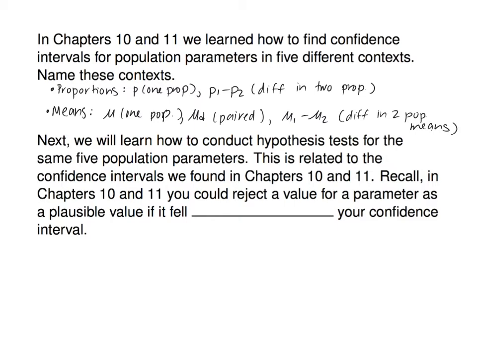Next, we're going to conduct hypothesis tests for the same 5 population parameters. And this is related to the whole confidence interval thing, because remember that in chapters 10 and 11, you could reject a value for a parameter as plausible if it fell outside of your confidence interval. In these lessons, we're going to say something to the effect of, we think the parameter is blah, and then we'll figure out how likely that actually is.